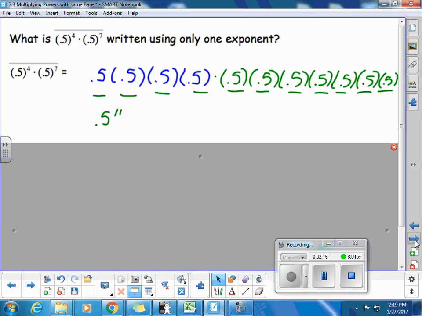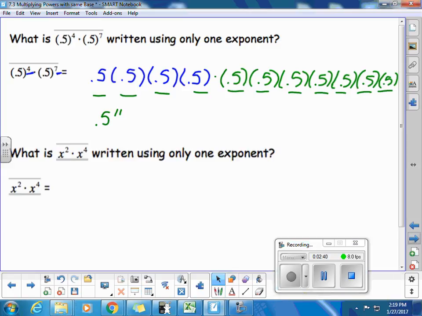Now you might notice something that's happening here. We can draw out all those 0.5s or 4s or whatever it was every time. But if you notice, there are 4 of them here and 7 of them here. So if we add 4 and 7 up, we get 11. So it's really 0.5 to the 11th because we have 11 between the two.